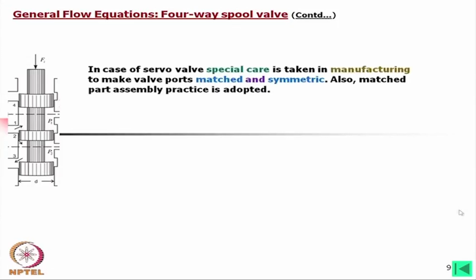Now, in case of servo valve, special care is taken in manufacturing to make valve ports matched and symmetric. I have explained what is symmetric, what is matched. Also, matched part assembly practice is adopted. What is matched part assembly? I have visited the Moog control. They are pioneers in manufacturing servo valves.